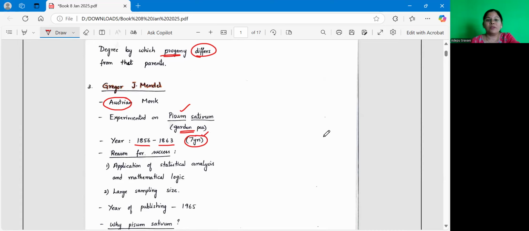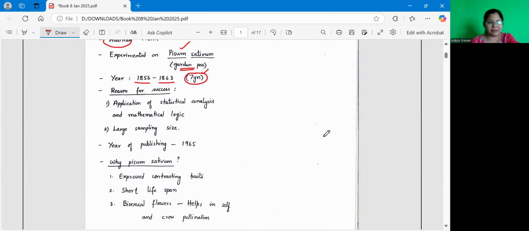Now, what were the reasons for Mendel's success? These are the few points we have to remember. He has applied statistics and mathematics in his experiments. See, whenever we use mathematics, we'll get some numbers, isn't it? So numbers will be more valid than vague answers. So he has used those numbers and statistics in his experiment.